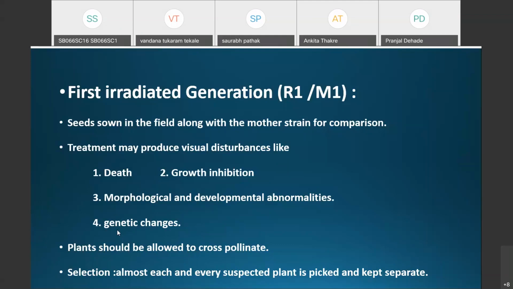That means it is not necessary that all the characters which are completely different from their parental state get expressed in the first generation. These characters may get expressed in the second or third generation, as these mutations are recessive. That's why each and every suspected plant in the first irradiated generation is picked and kept separate. Another important thing in the first irradiated generation is that the plants should be allowed to cross pollinate.